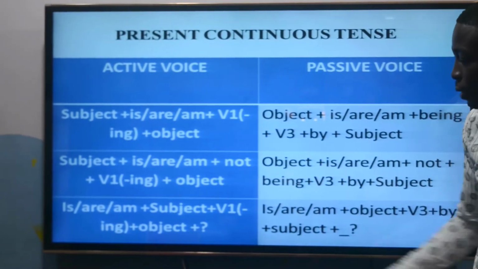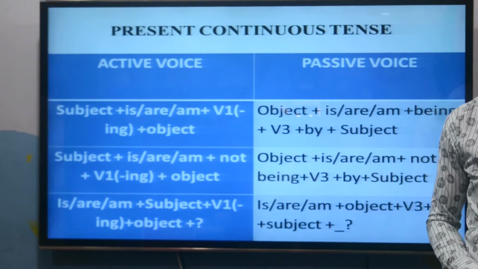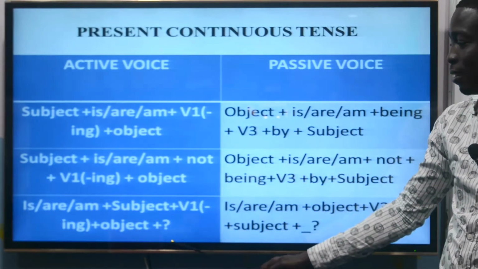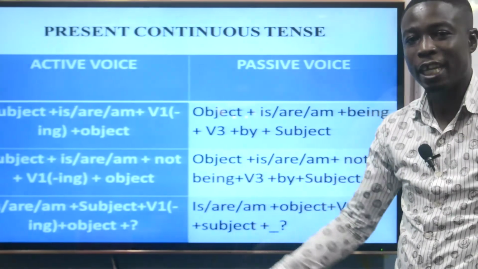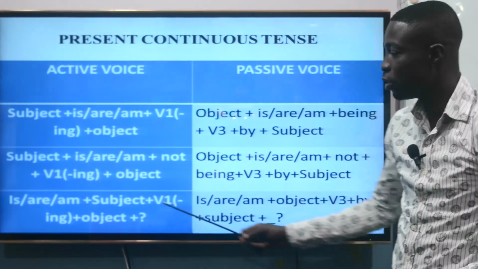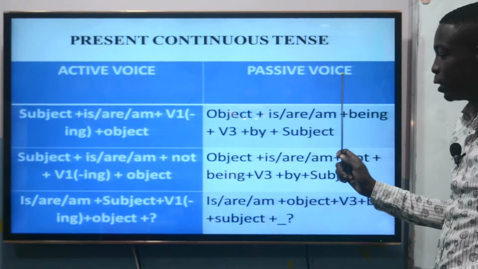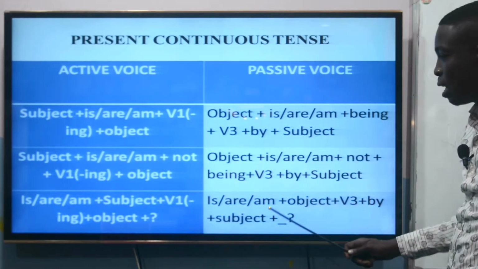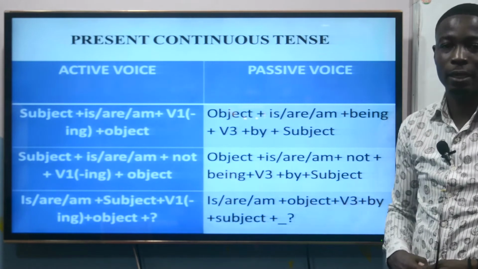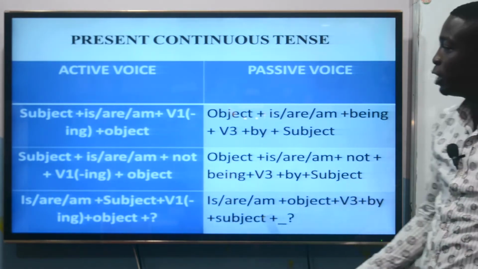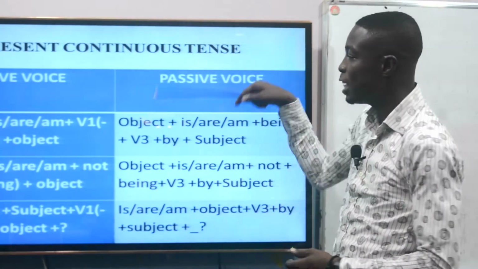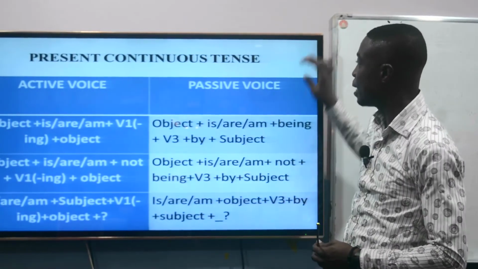And the last one, last but not the least, is when the sentence is an interrogative statement, that is a question in the present continuous tense form. The is, are, am, plus subject, plus V1, that is the ing form, plus object, and then your question mark. So when we have an interrogative statement in the active voice, how do we change it to the passive voice? The is, are, or am maintains its position, plus object, plus being, plus V3, plus by, plus the subject, and then your question mark. So these are the ways in which you change the active voice of the present continuous tense to the passive voice. Let's move on and check out some examples.